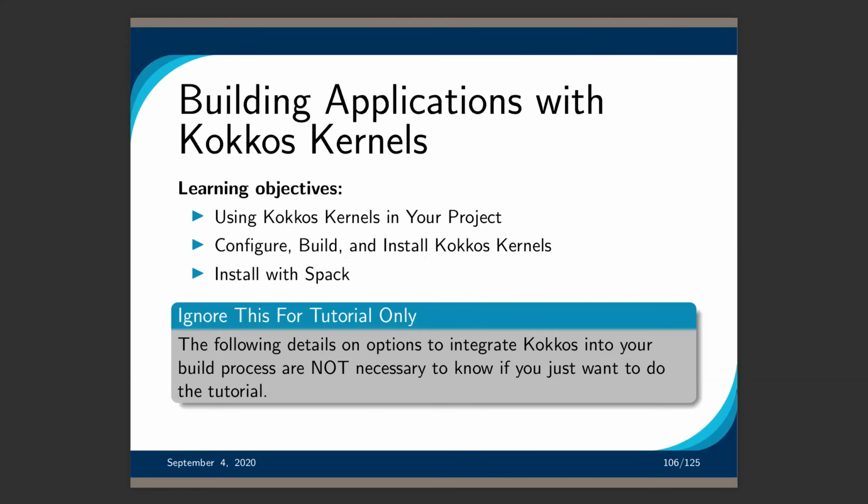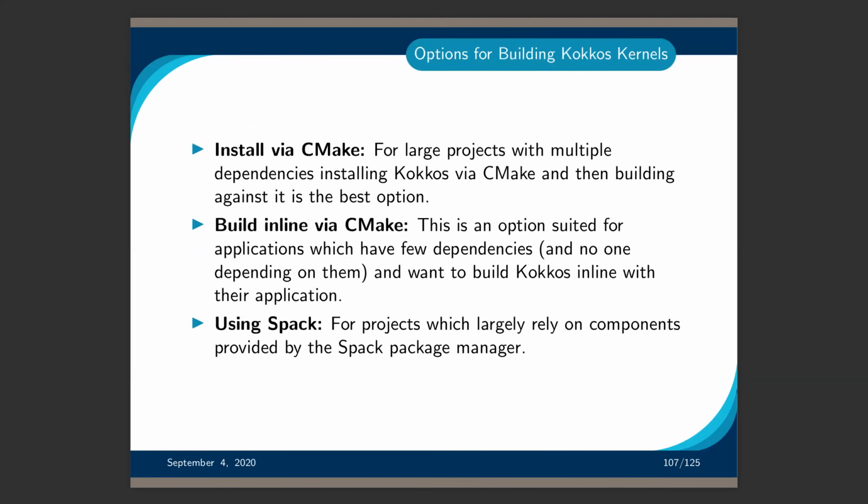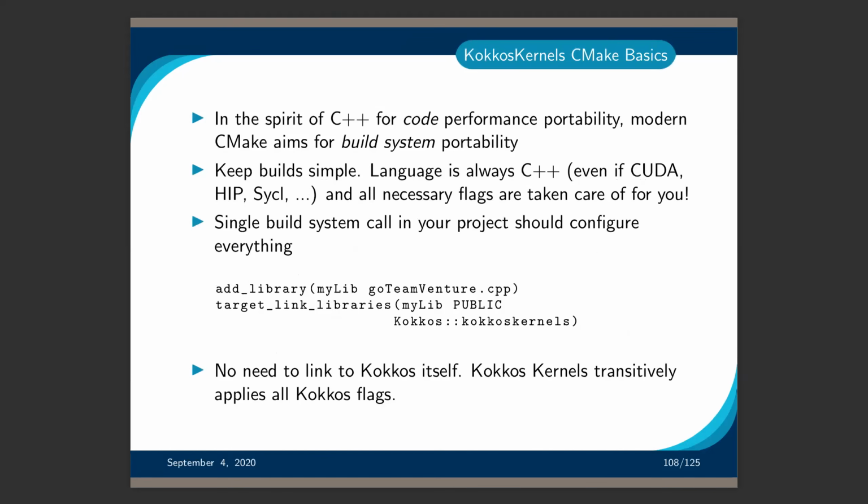Your options for building with Kokkos kernels include installing with CMake. This is the best for large projects with lots of dependencies. You can build inline, which is an option when you have applications that have few dependencies. And if you're already using Spack for components of your code, then Spack is also an option for installing Kokkos kernels.